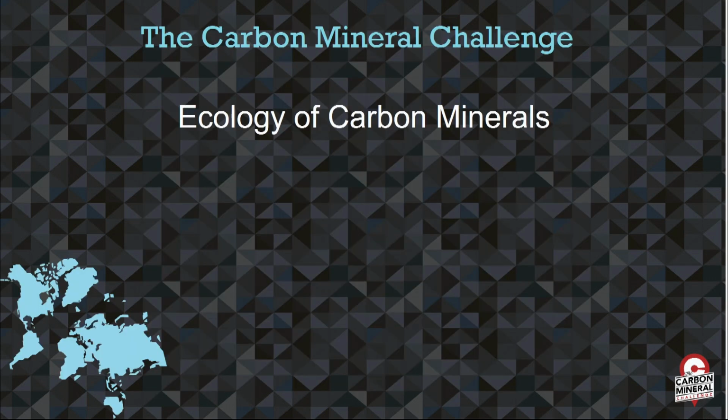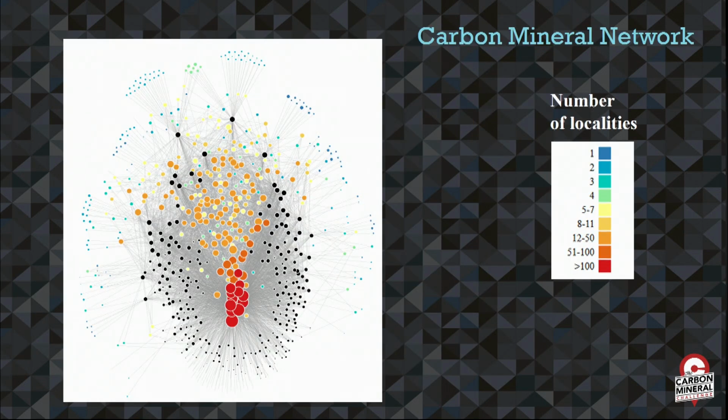Okay, so carbon minerals in particular, this graph shows a network diagram. It's a special kind of network diagram called a bipartite network diagram, and Shaunna Morrison showed you a little bit of this yesterday. This is for all the carbon minerals that we knew about at the beginning of the challenge. And in this diagram, we have two types of nodes. These black dots indicate localities, and the colored dots indicate the different mineral species. It shows you where all the different mineral species occur. They're all tied to the localities at which they occur.